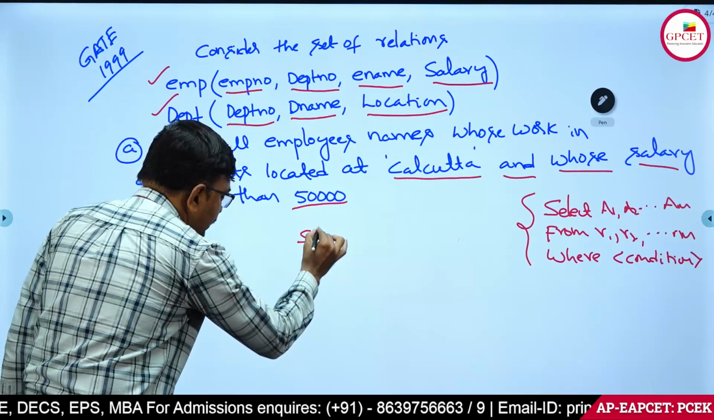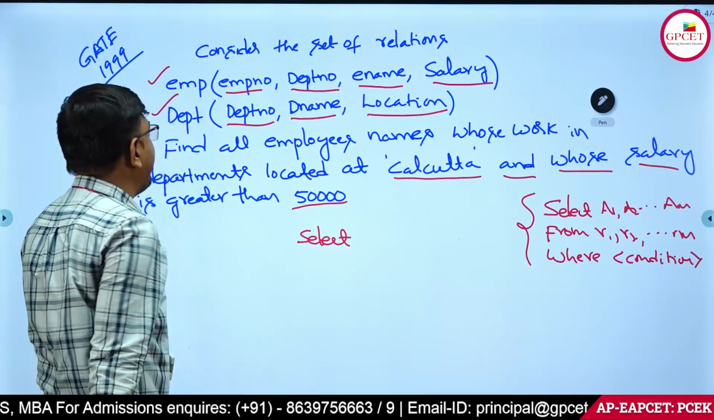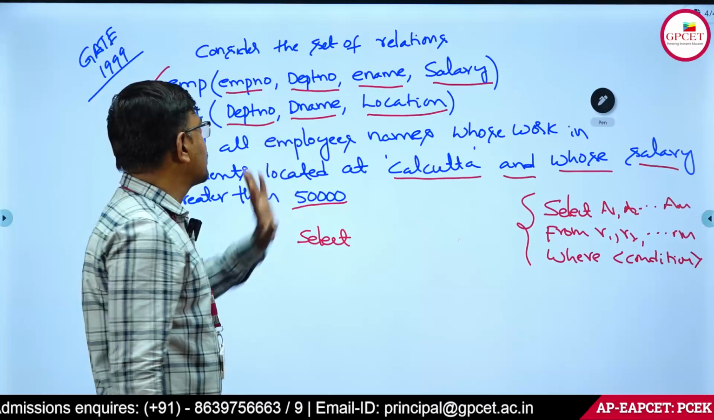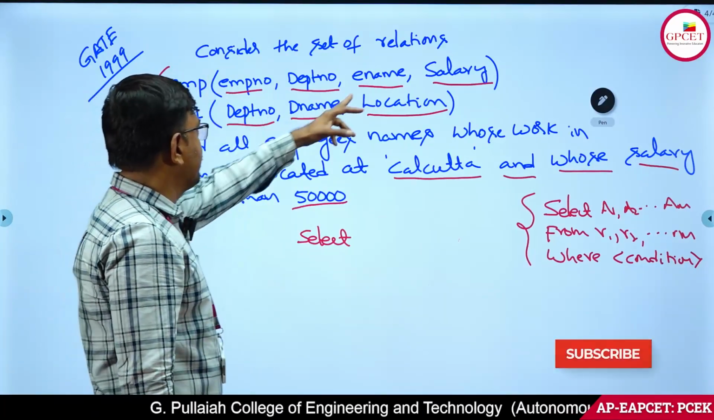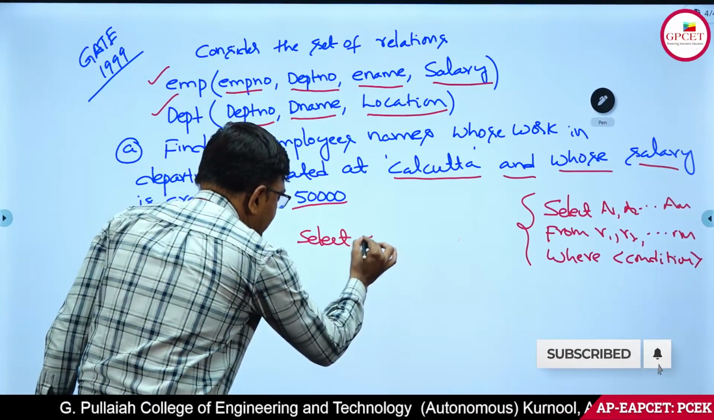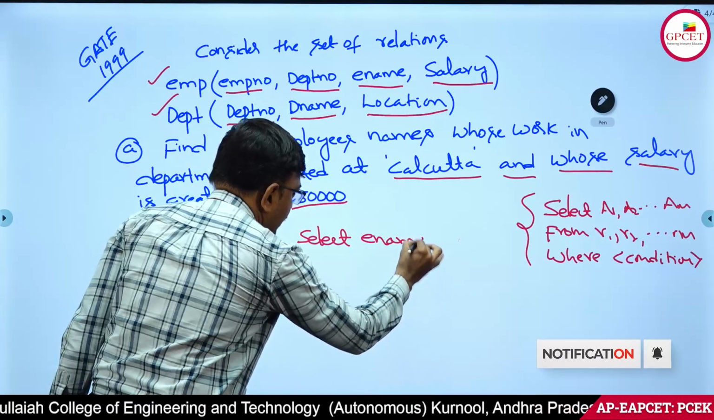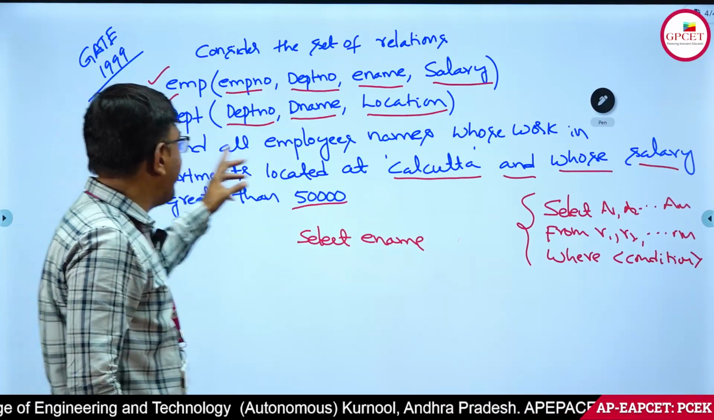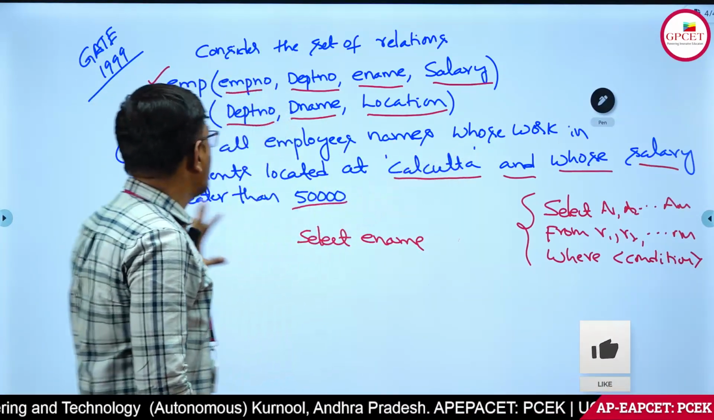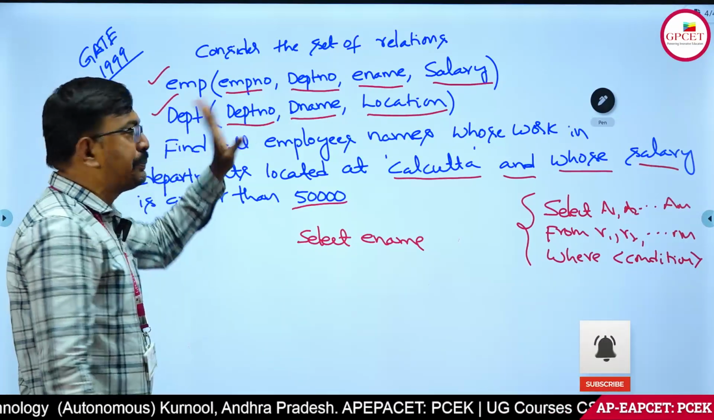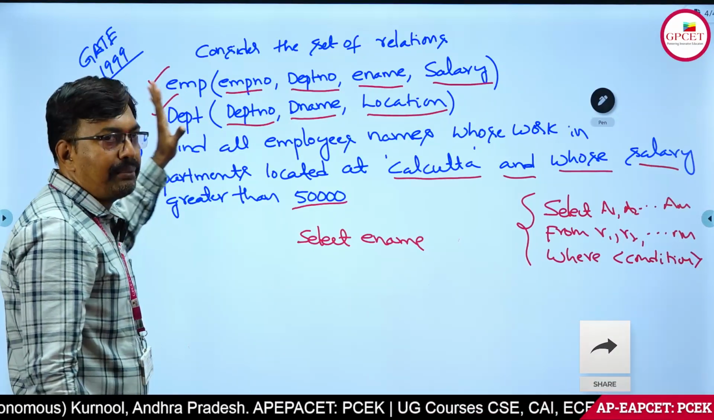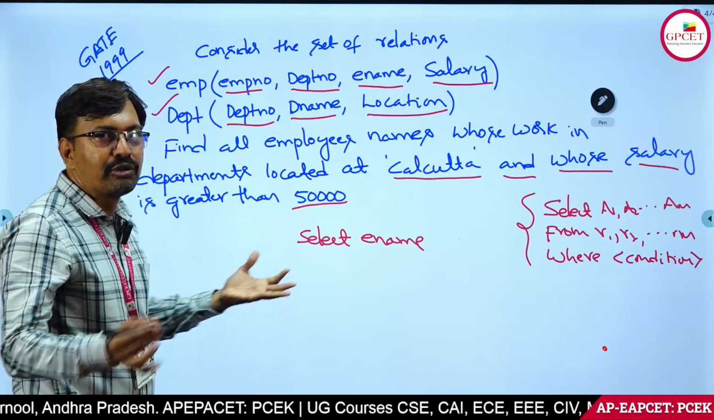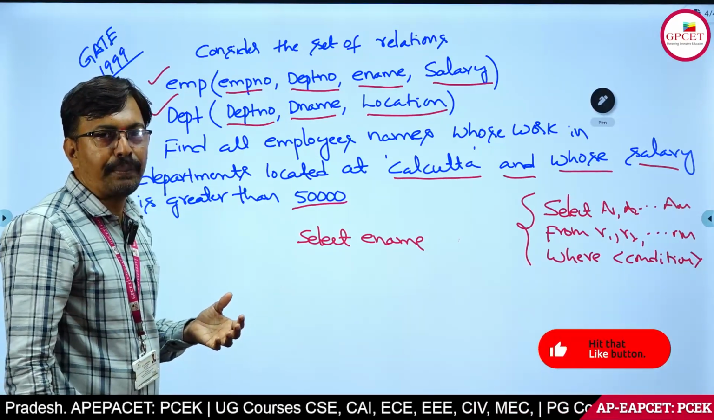Select. What do you find? Select employee names. Right? Observe here, employee names, that is ename. Select ename. But what is the query? Find all employee names who work in a department. That's why we choose the department table. One is the employee table, another one is the department table. That's why we can go for the join operation.